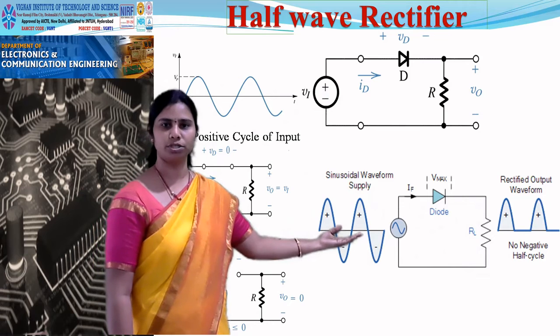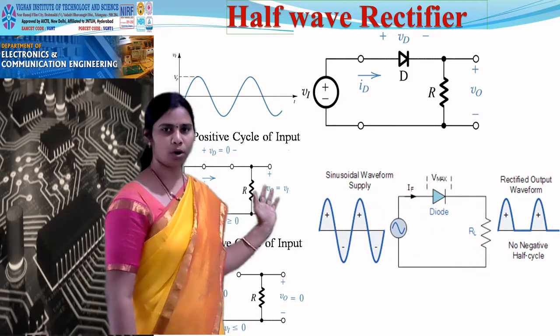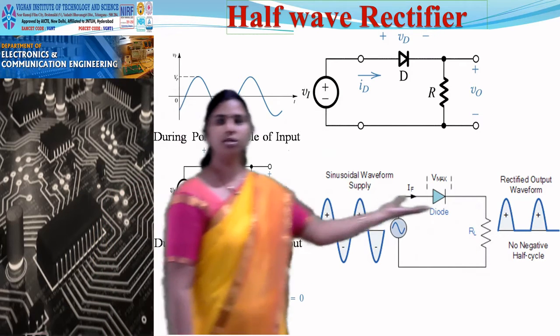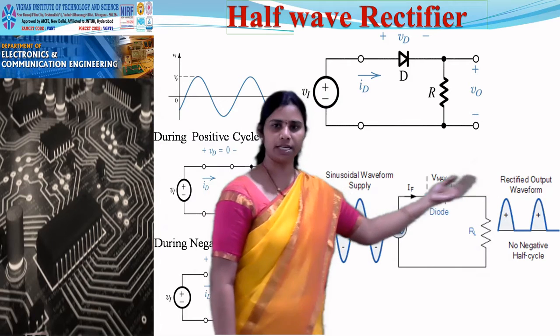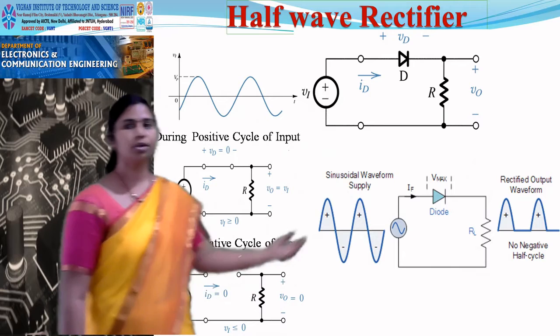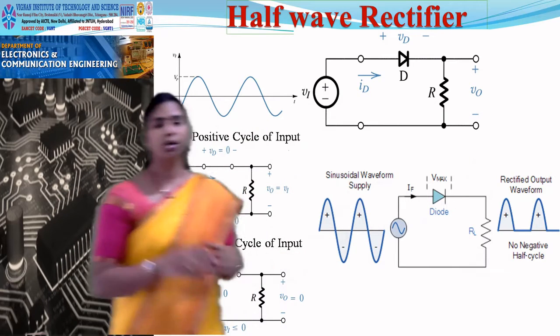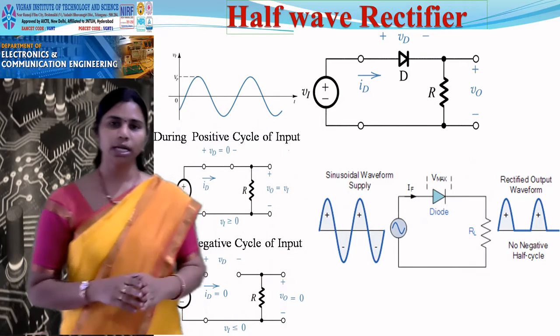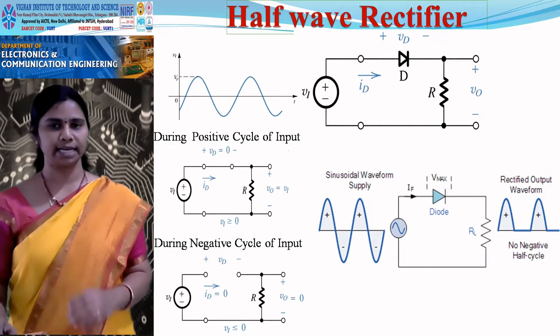Again, one cycle is finished, positive and negative. Again, you will be applying positive. So again, what happens? It will be on. Output is equal to input. So it will conduct, and you will get the second half cycle. Again, you are applying a negative half cycle. Diode will be off, so you will not be getting the output. So you can say only half of the wave is rectified.